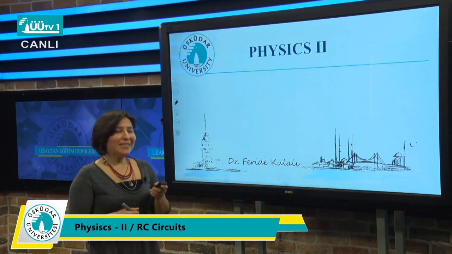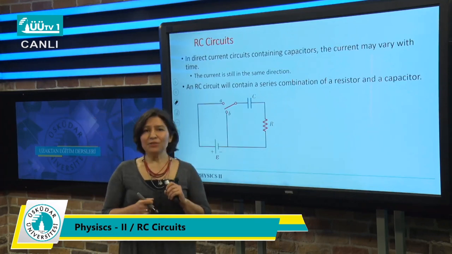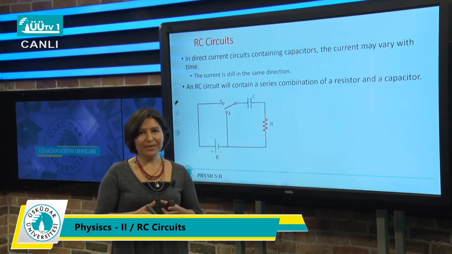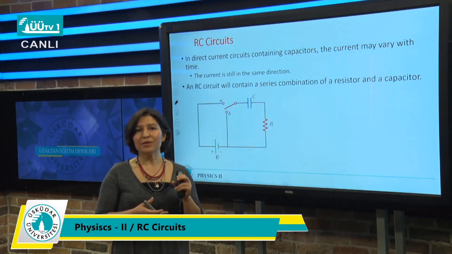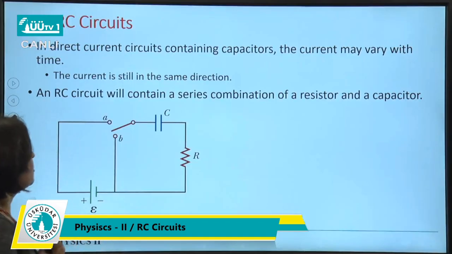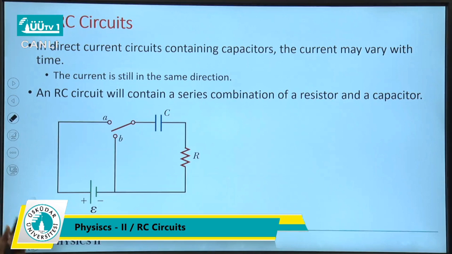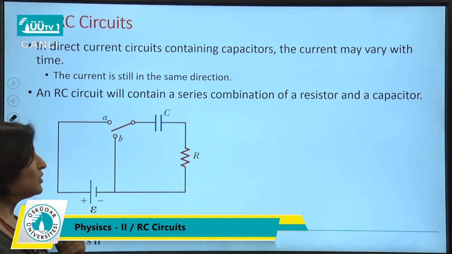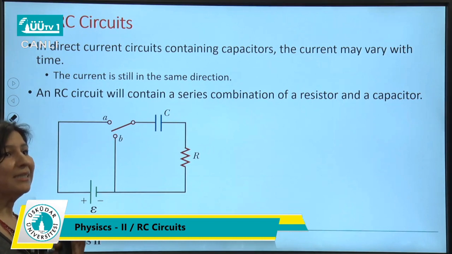Okay, let's start. Previously we talked about direct current circuits. In the last lecture we talked about direct current circuits, but they contain only resistors and batteries. In direct current circuits containing capacitors, the current may vary with time. If you remember, if we have only resistors and batteries in the circuit, the current is in steady state.